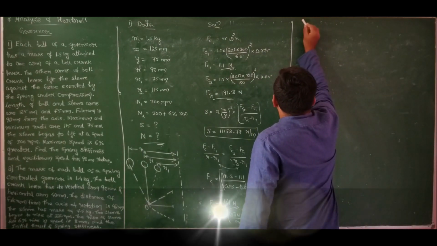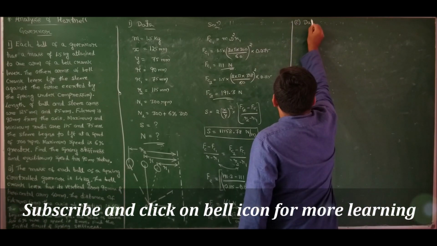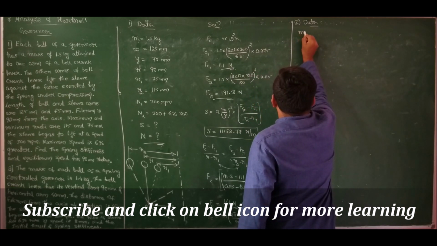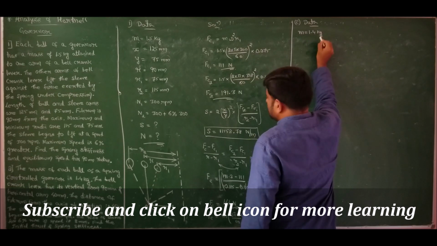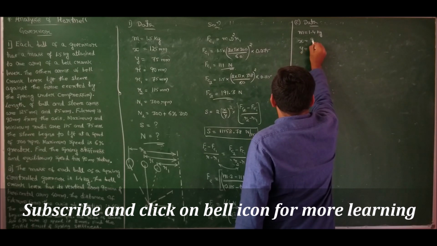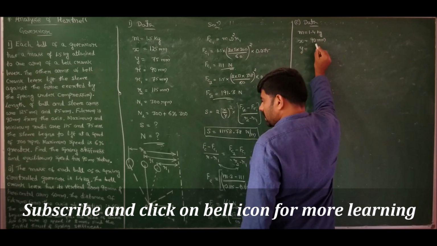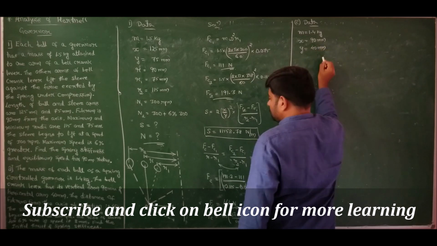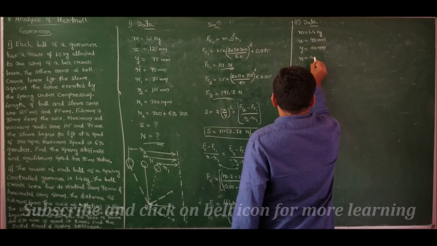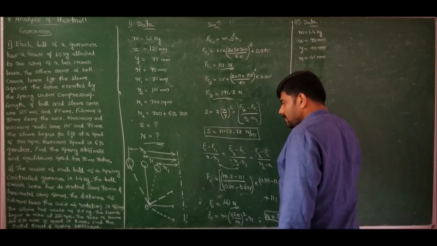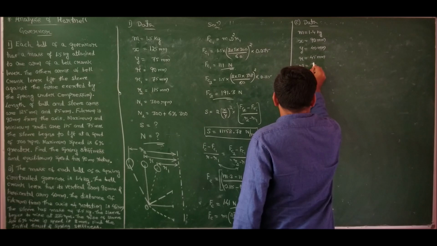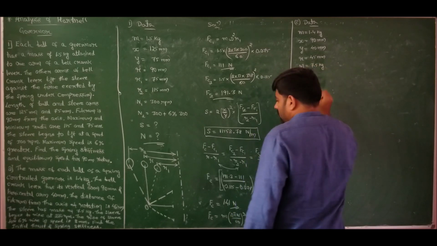If I restore the data given for problem number 2, the mass of each ball is specified, which is 1.4 kg, and we have the arm lengths as 90 millimeters and 40 millimeters respectively. The distance of the fulcrum from the axis of rotation, that is the mean radius, is 45 millimeters. The sleeve has a mass of 7.5 kg. So capital M, mass of sleeve, is given, which is 7.5 kg.